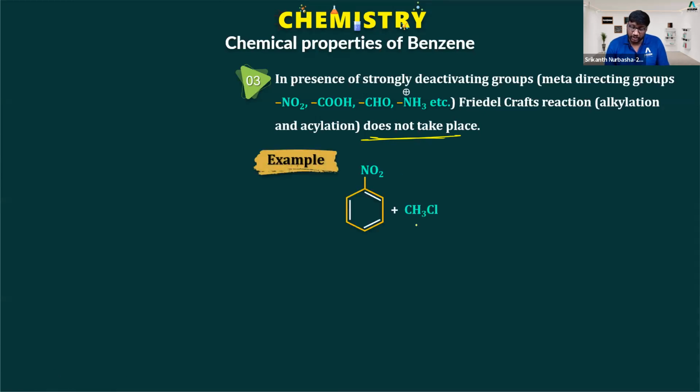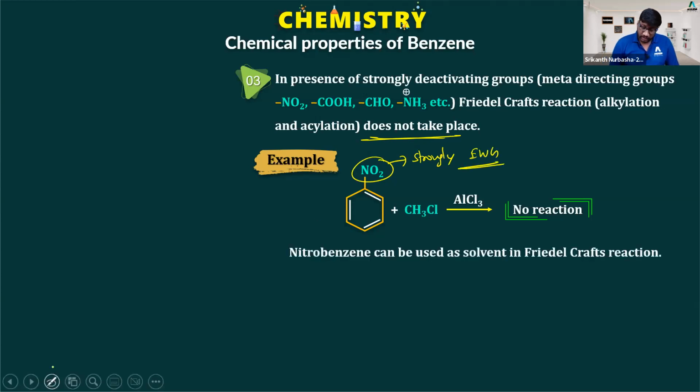Example, if we take nitrobenzene treated with CH3Cl in the presence of AlCl3, there won't be any alkylation happening, because NO2 is a strongly electron withdrawing group. Nitrobenzene can be used as solvent in the Friedel-Crafts reaction.